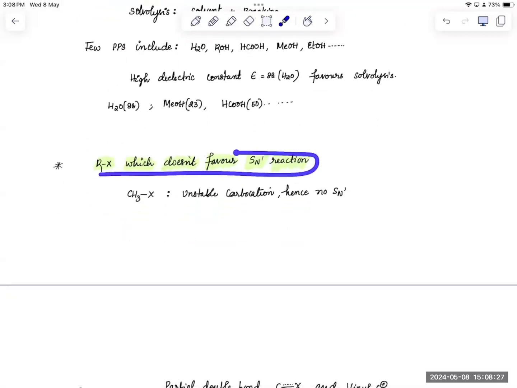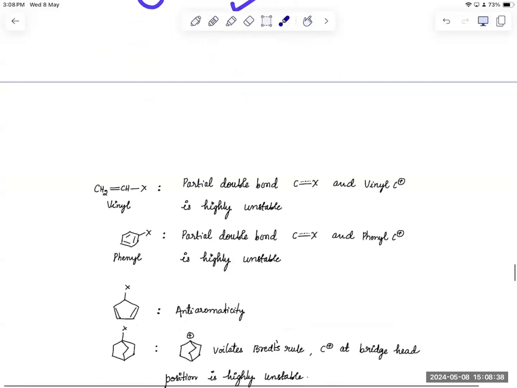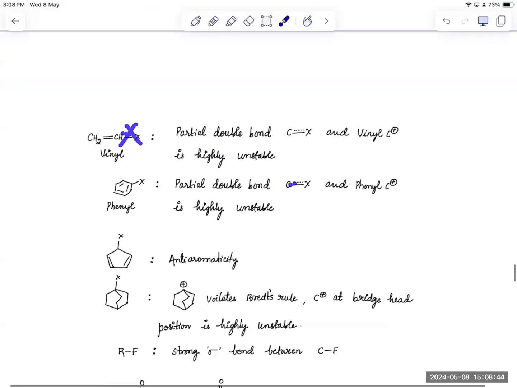Now, RX which does not favor SN1 reactions is obviously anything which gives an unstable carbocation. So you can see methyl carbocation, highly unstable. Vinyl carbocation, highly unstable, as well as partial double bond character is there. So bond breaking is difficult. Phenyl, partial double bond and highly unstable. This is also incorrect. That means it will not go for SN2 reaction.